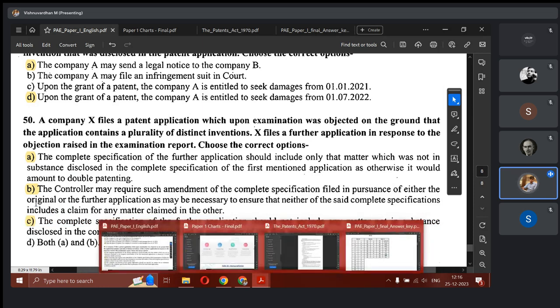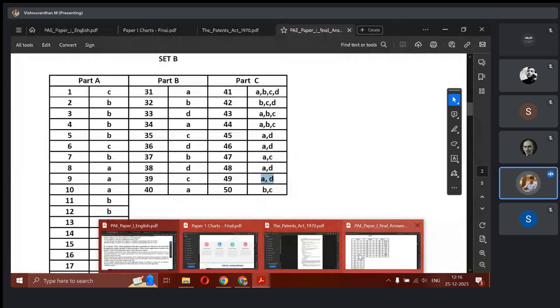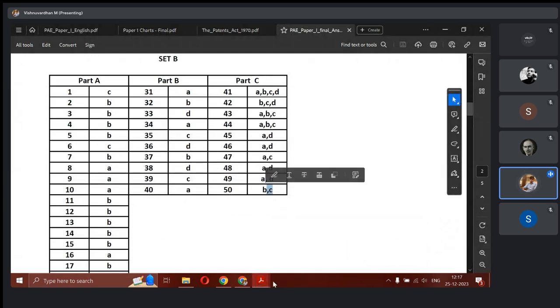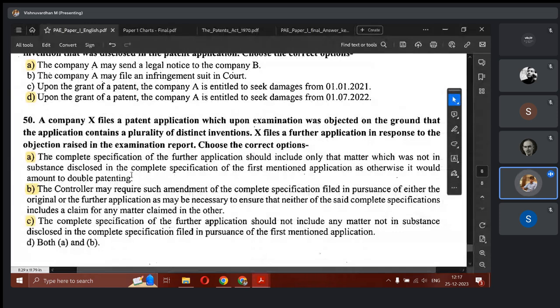Let's see what the answer is. If my prediction of how the patent office thinks is correct, it will be A, B, C, D. Let's see what they have done. It is B and C. Okay. So what they mean is all this is true. It's just that it's not called double patenting, because otherwise A and C are the same thing. Till here, till the first mentioned application is true. It's the same thing. Just that it would amount to double patenting is not there. But again, this is not true. It is called double patenting only. Just because the name is not mentioned, they're saying that it's not true. B and C are correct.